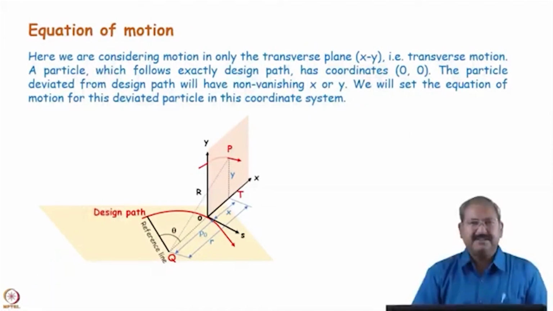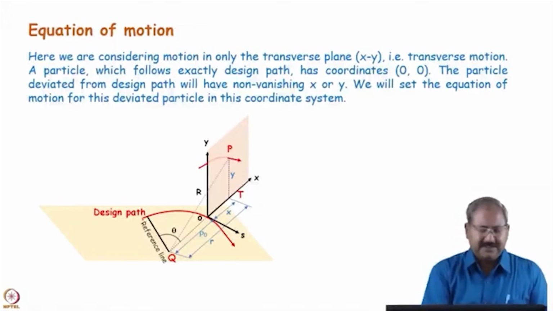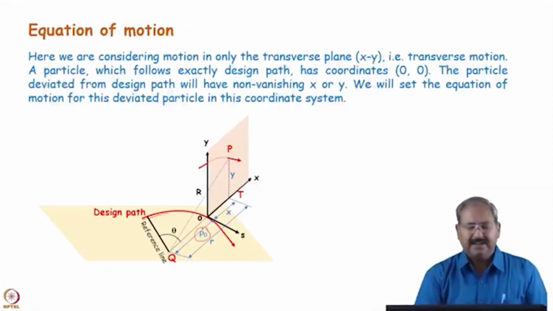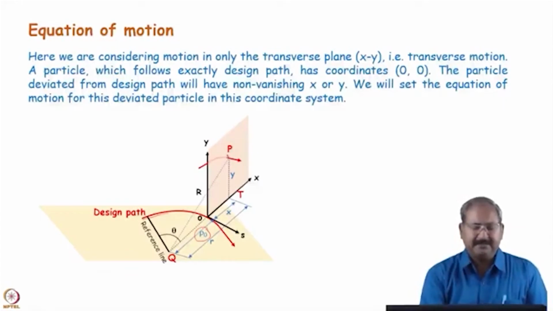Now consider in this coordinate system a particle which is deviated from the design axis. So this red curve shows the design path. It has certain curvature. The radius of curvature of the design path is designated by rho 0. And some particle is situated at P. So our local coordinate system will have origin here.